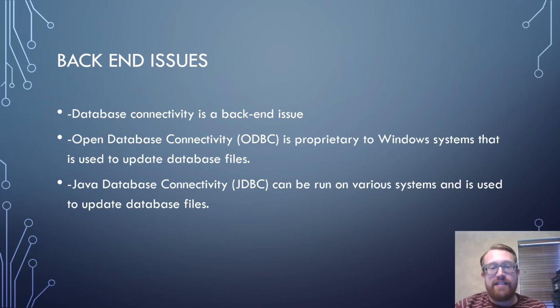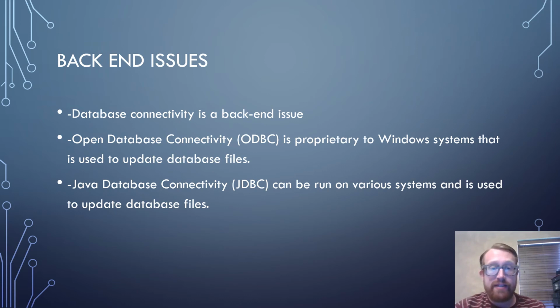Open database connectivity, ODBC, and Java database connectivity, JDBC. You may remember we talked about these. They're both asked on the test, and you need to know the difference between the 2 of them. The best way to think of it is Java is open for everyone. Java is for all, which is Java database connectivity can be run on various systems and is used to update database files. Java is for all.